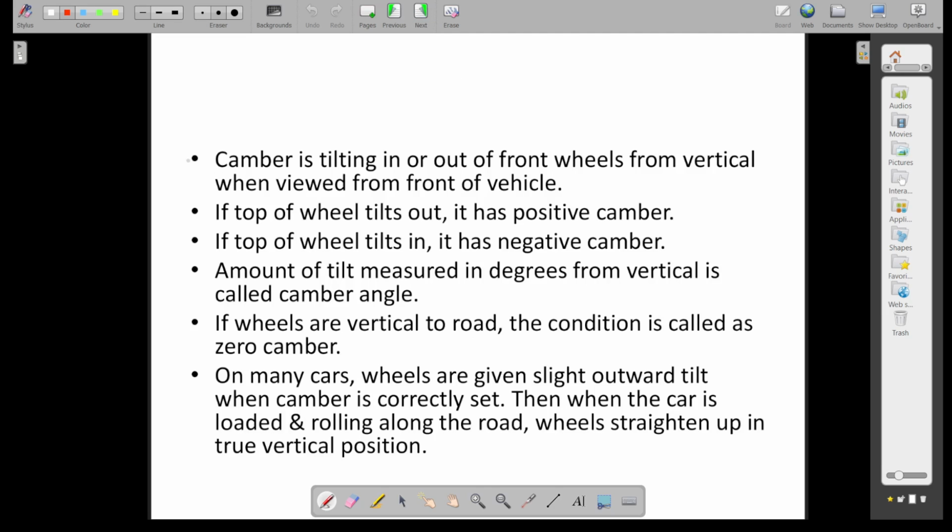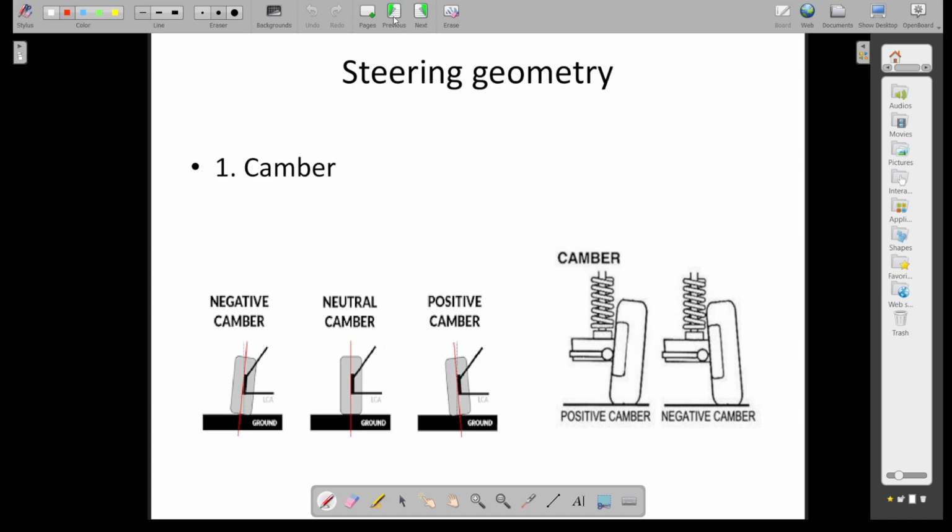So what is camber? Camber is the tilting in or out of the front wheels from the vertical when viewed from the front of the vehicle. If I say this is the front part of your vehicle, when you are seeing the vehicle from this front part, you can find the tilt.